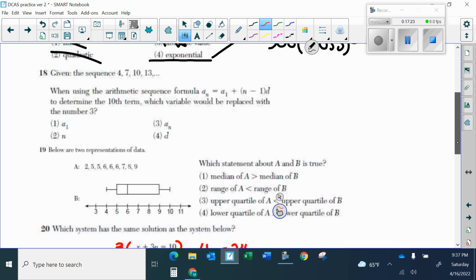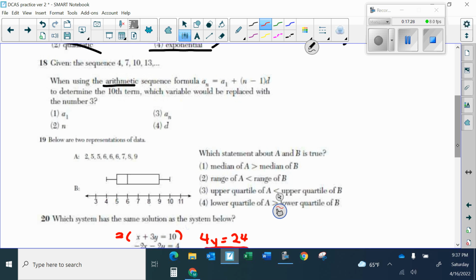Given the sequence, when you're using the arithmetic sequence, remember arithmetic means you're adding or subtracting from one term to the other. I'm adding 3 each time. That's called the common difference. That's my D right there, plus 3. It says which variable would be replaced with the number 3. I found that common difference of 3, and that's what the D is. D would be my answer right there.